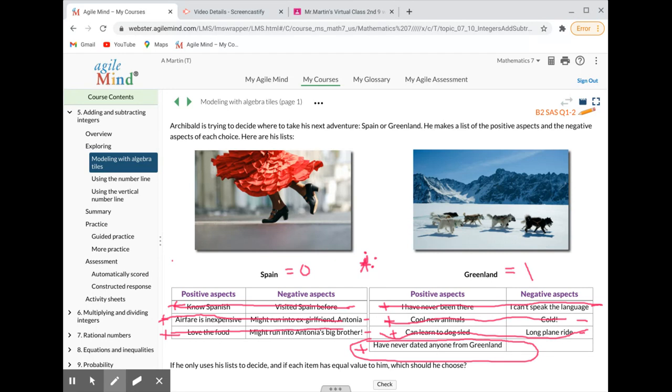All right. So, Asia, we were waiting on you. You're not really helping us out right now, so we don't know where this person's going to go. Kalia, help her out and tell her where we're going to go. Greenland. We're going to Greenland. Archibald is looking for a new date. That's what it says. He's done with Antonia. It's time to go to a new country because everybody in Spain is just Antonias.